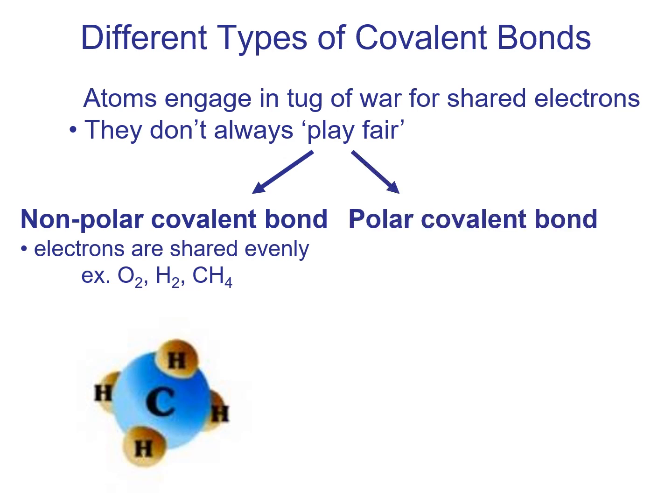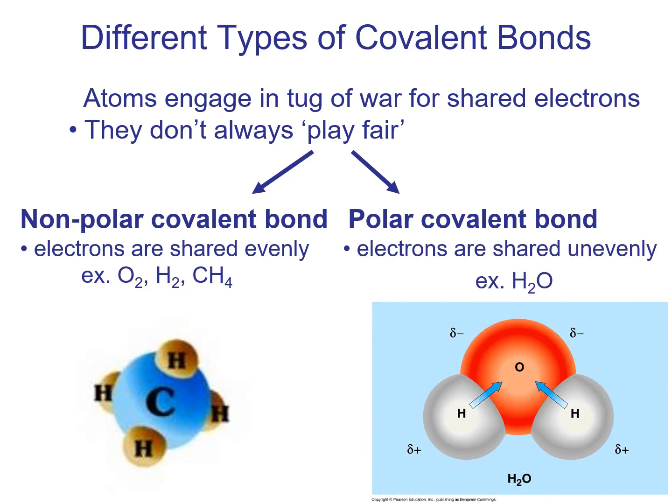In a polar covalent bond, there is unequal sharing. And a good example of that, of course, would be water that we talked about already. Now, that little squiggle there next to the oxygen and hydrogen is a symbol that stands for dipole. A molecule that has a dipole is a molecule that has a slight charge.